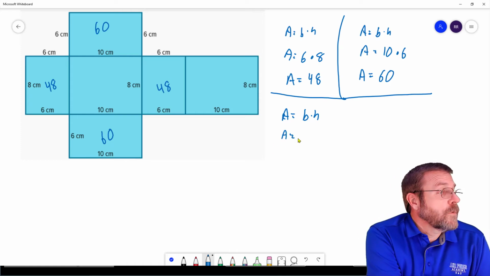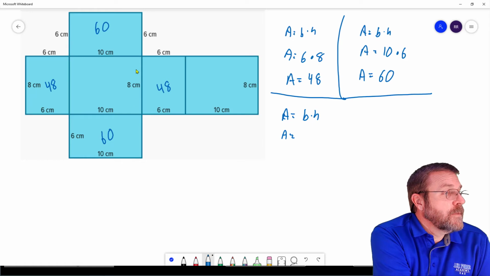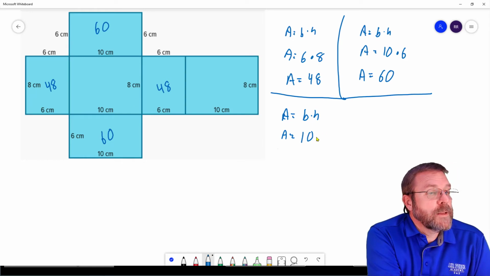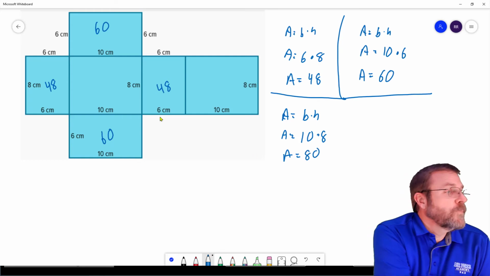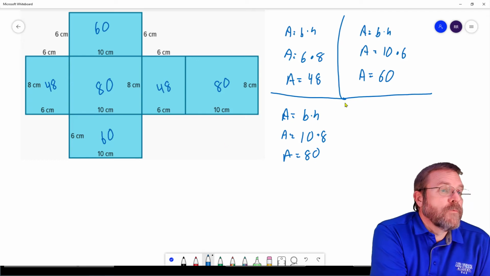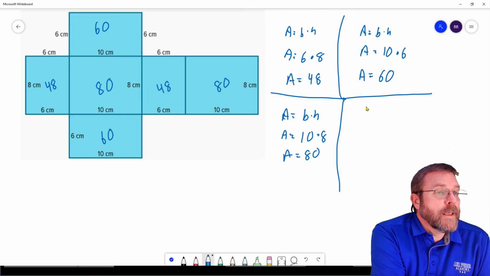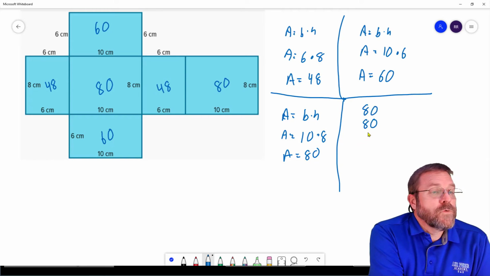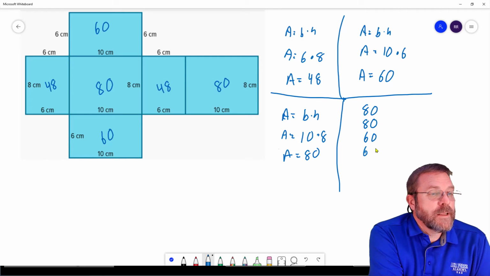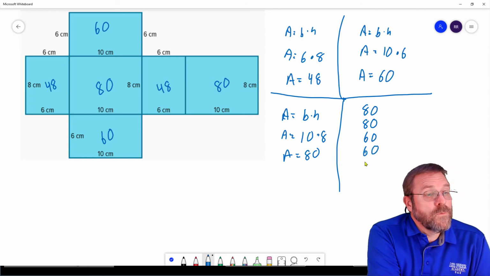Then I'm going to say area is equal to, the base is 10, the height is 8, so I'm going to have 10 times 8, otherwise known as 80. So I can write an 80 here, and I can write an 80 here. Finally, what do I have to do? I have to add them all up. So I have two 80s, an 80 and an 80. I have two 60s, a 60 and a 60, and I have two 48s, a 48 and a 48. And I'm going to add all those up together.